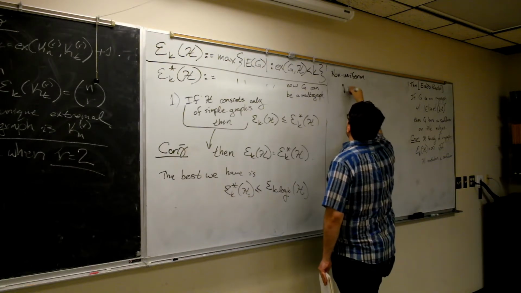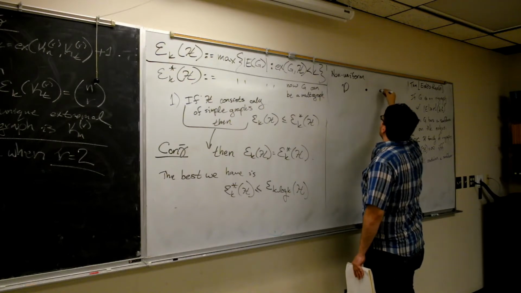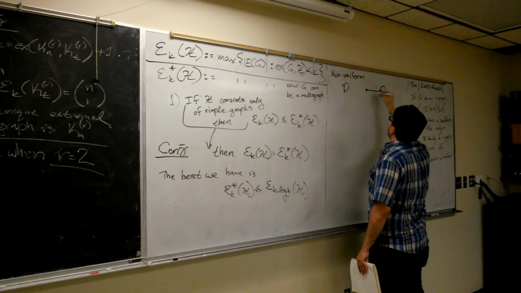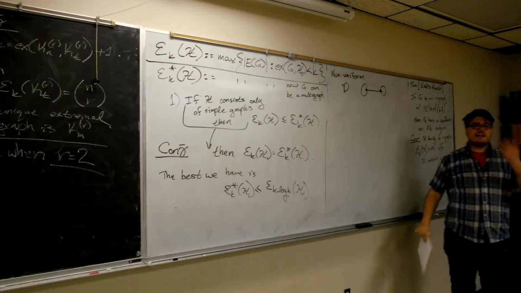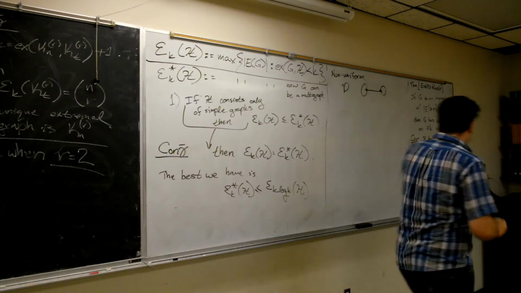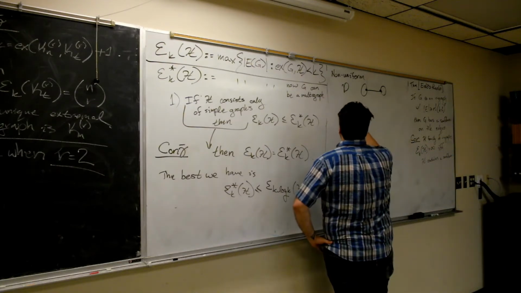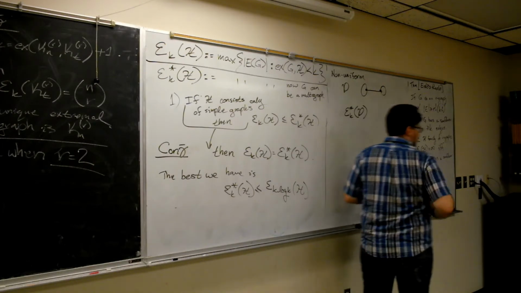And the graph I want to look at, we'll call it D for dumbbell, and it's just a single 2-edge with a loop at either end. This is a simple graph, right? I haven't duplicated any edges. All right, so let's just look at EK star of this guy. Right now, I'm going to allow you to use multigraphs.